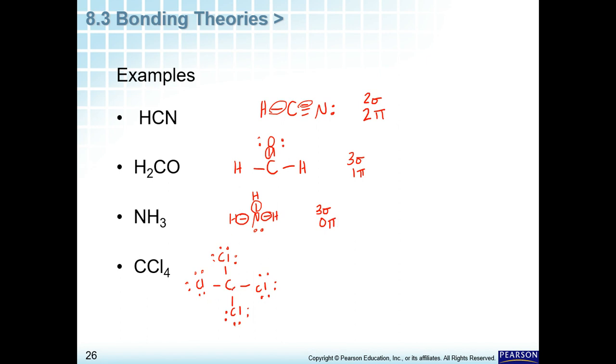And then last but not least, I have carbon tetrachloride. I have 1, 2, 3, 4 sigma bonds. And then I don't have a double or triple, so I have 0 pi bonds. That is how we tell the difference between sigma and pi in a structure. If you have questions, please make sure that you come ask me.